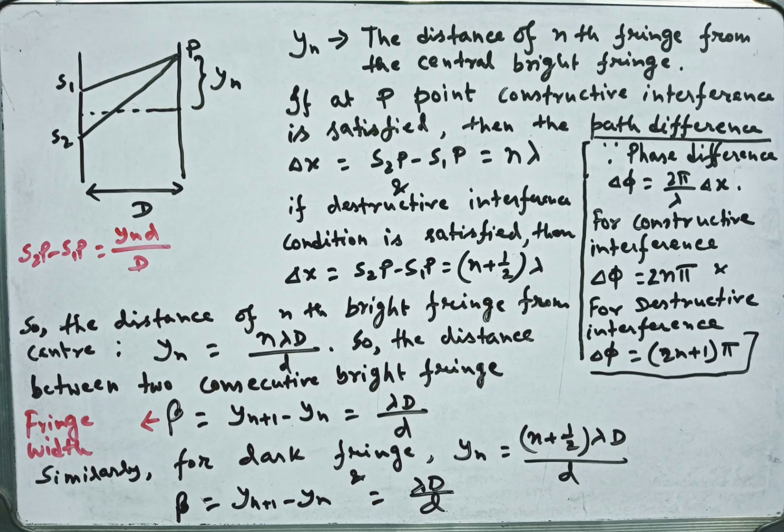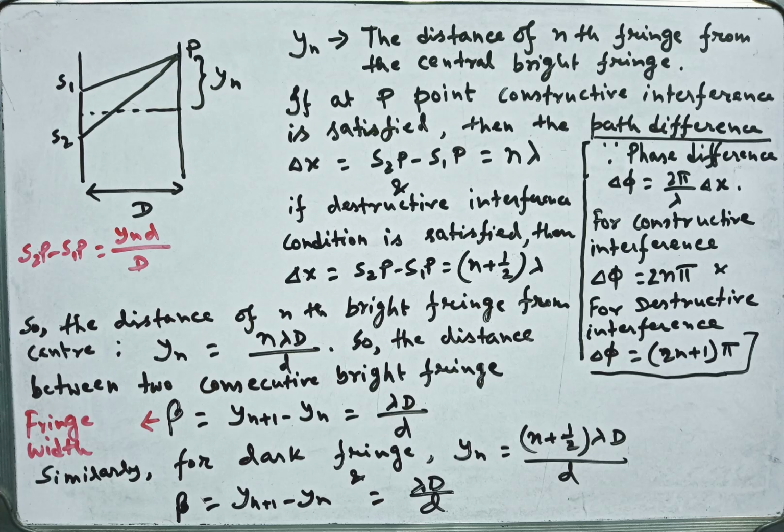Now we have seen for constructive interference delta phi is 2n pi, and for destructive interference delta phi is (2n plus 1) pi. Now if we use this, at point P if the constructive interference condition is satisfied, then the path difference delta x equals S2P minus S1P equals n lambda, and if the destructive interference condition is satisfied, then delta x, S2P minus S1P, will be (n plus half) lambda. Okay, so the distance of the nth bright fringe from the center will be yn equals n lambda D by small d.